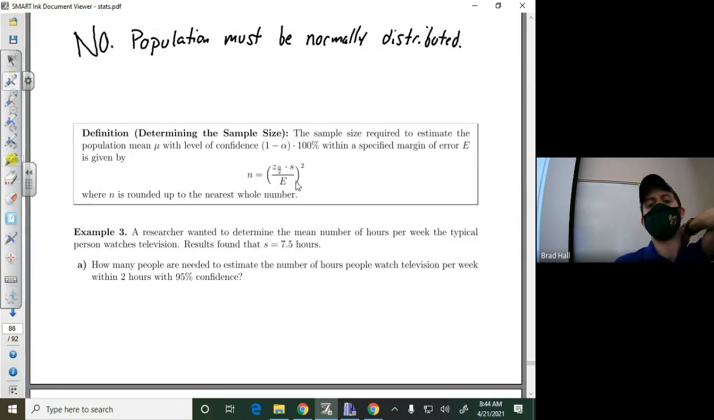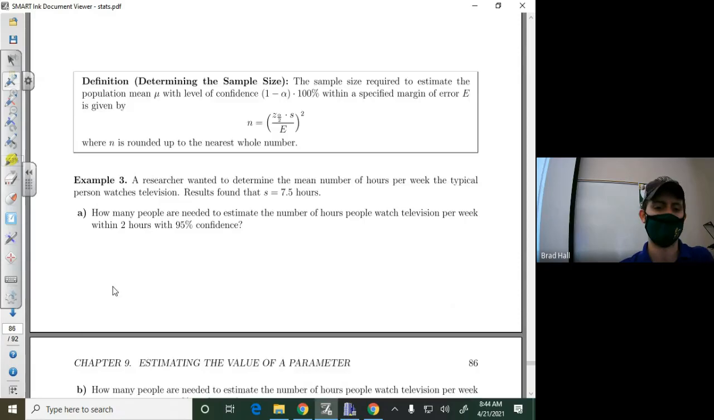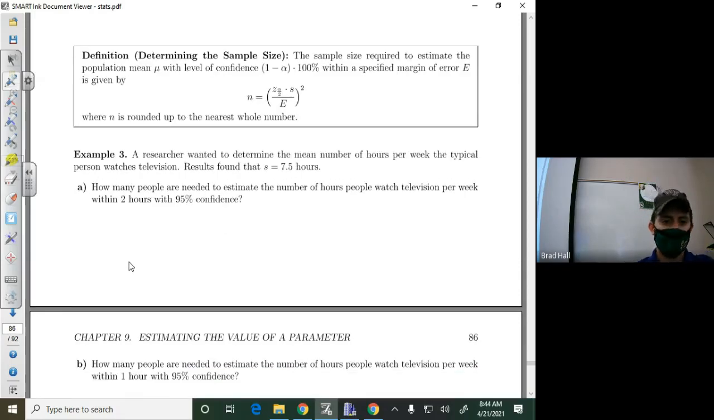So let's talk about how to use this formula here in this example. A researcher wanted to determine the mean number of hours per week the typical person watches television. And they give us the sample mean, or the sample standard deviation, rather. How many people are needed to estimate? As soon as you see how many people, it tells you you are solving for n. Within 2 hours with 95% confidence.